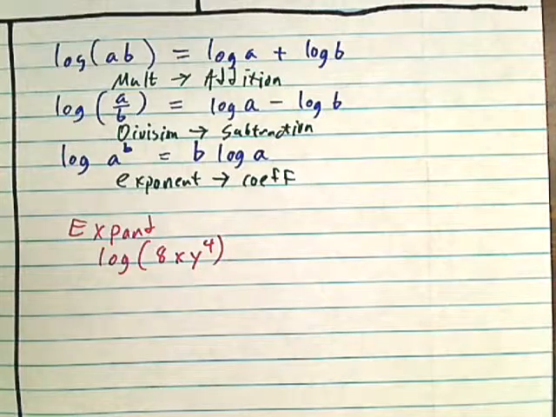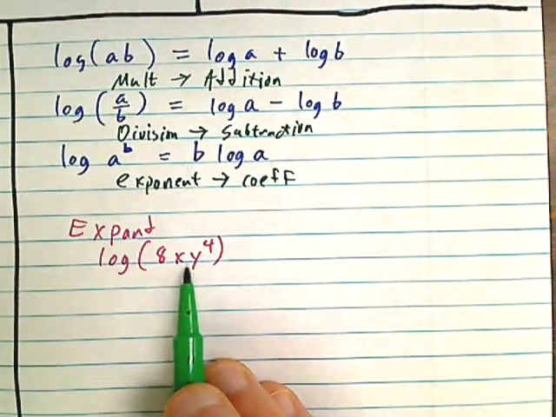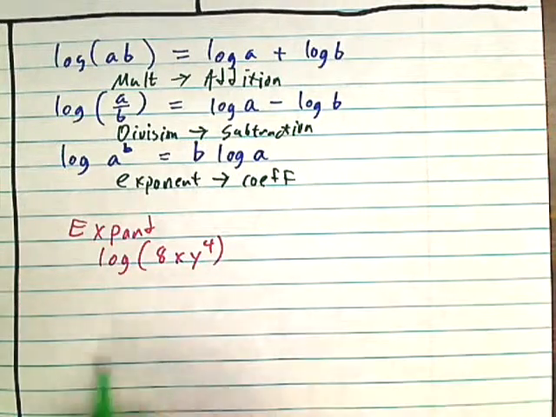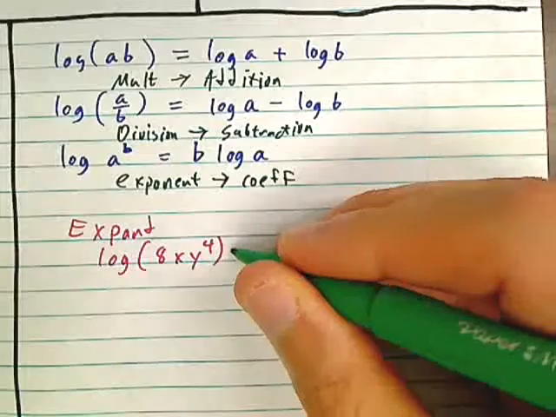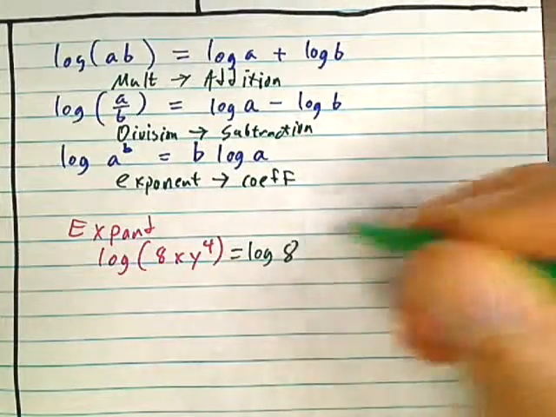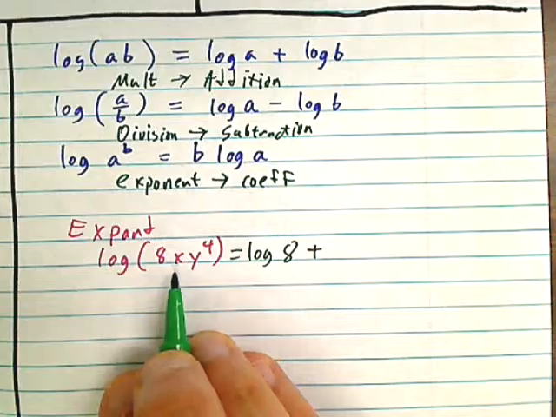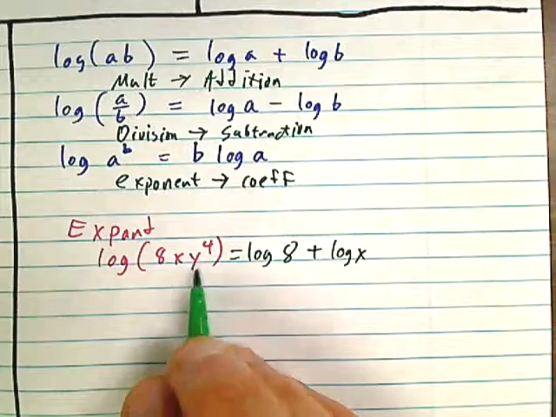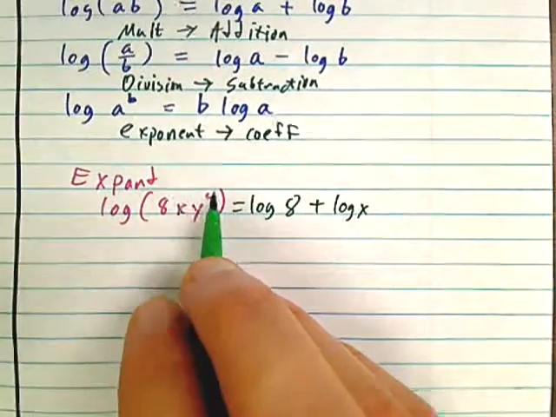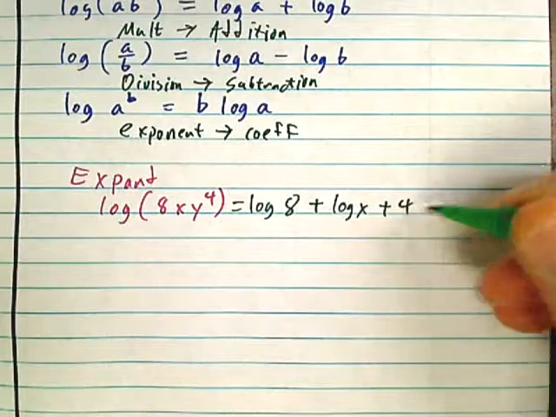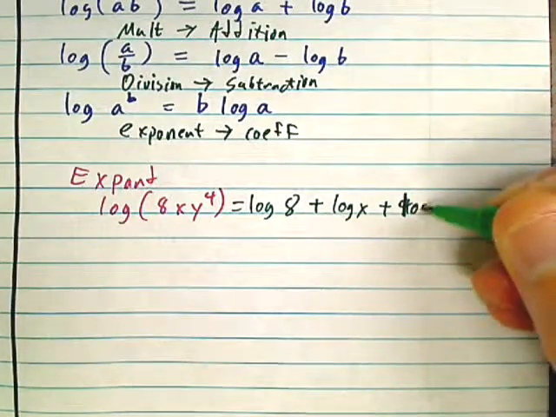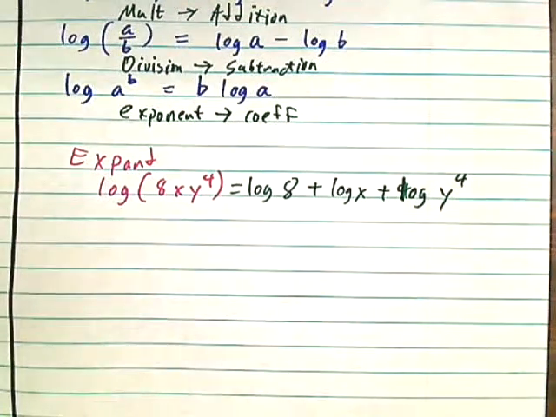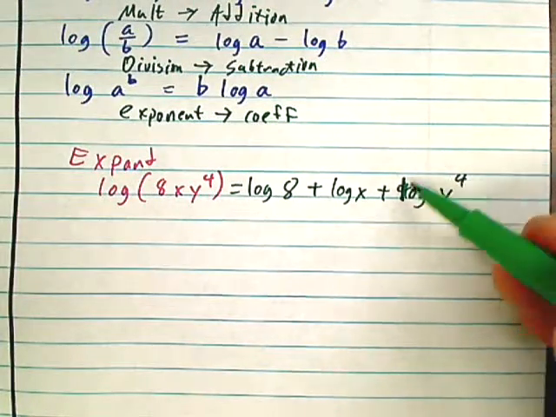Okay, well, look at this here. I have multiplication, that's going to become addition, and the 4 is going to become the coefficient in front of the logarithm there. So let me start first by writing log 8 plus, multiplication becomes plus, log x plus log of y to the fourth power. I'll move that exponent down to the coefficient in a minute.